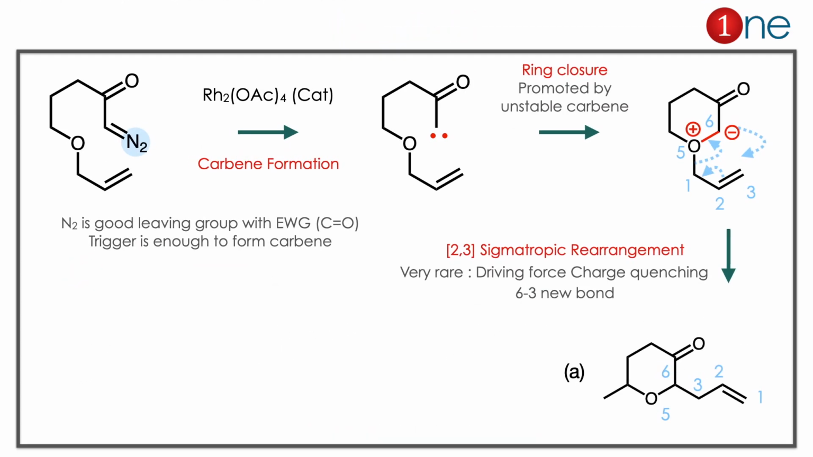The starting material contains a CO group and N2, and you are using the catalyst. So here carbene formation occurs. If you have an N2 group in the azo form with any electron withdrawing group, you should expect carbene formation. It just needs a trigger. Here the trigger is the catalyst, hence carbene formation will be there.